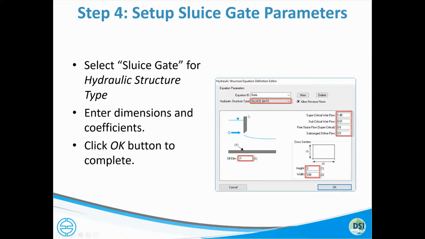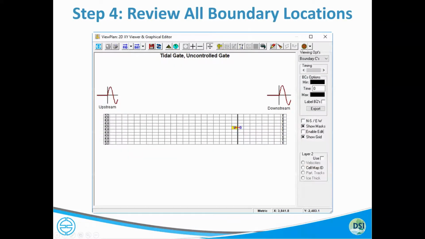And with this, we have to identify all the parameters. You enter the sill elevation, the height of the gate, the width of the gate, and then the hydraulic parameters that apply to that particular gate. And as I mentioned before, you make sure you check allow reverse flows. So with that set, this boundary condition is now defined, but it's defined as uncontrolled.